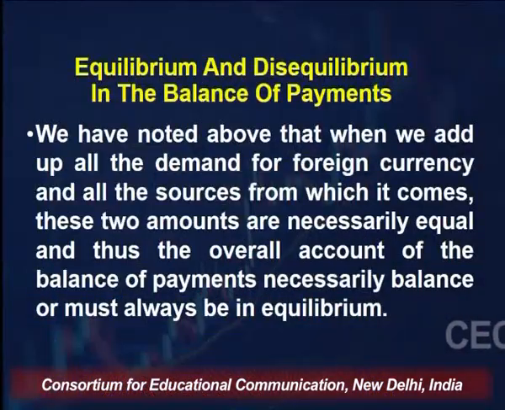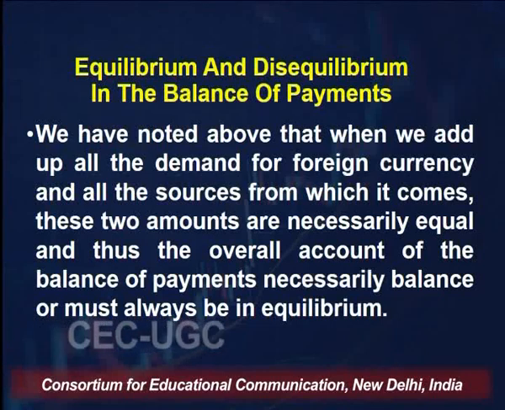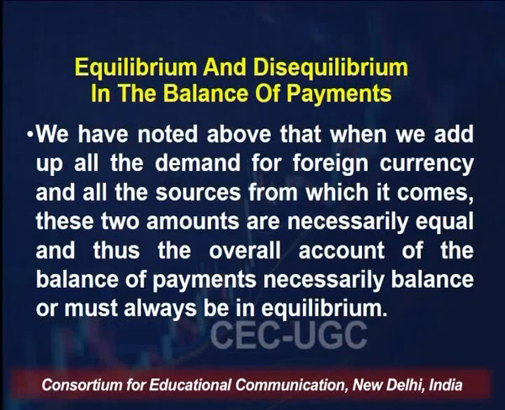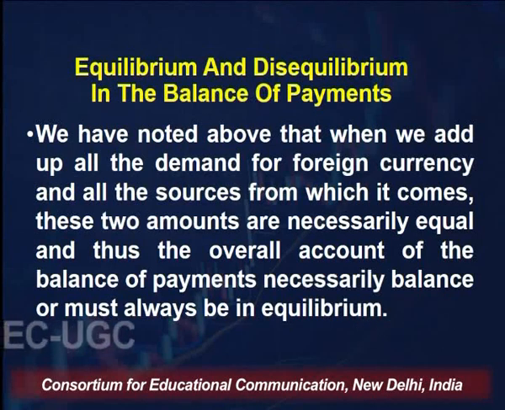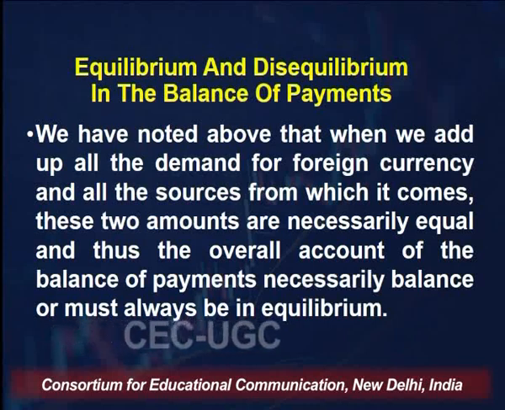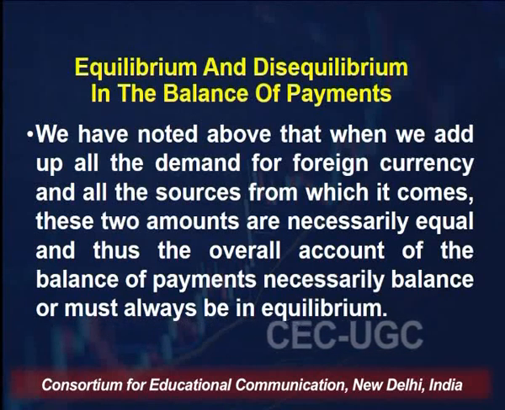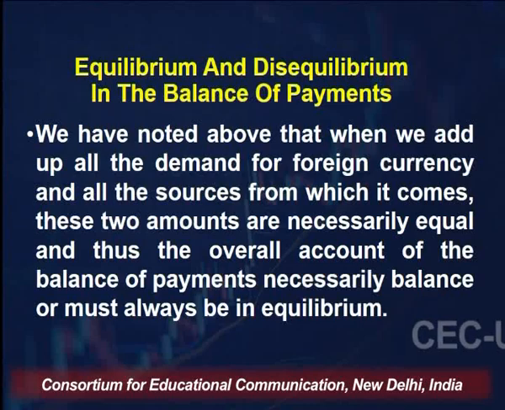We have noted above that when we add up all the demand for foreign currency and all the sources from which it comes, these two amounts are necessarily equal, and thus the overall account of the balance of payment necessarily balances, or must always be in equilibrium.